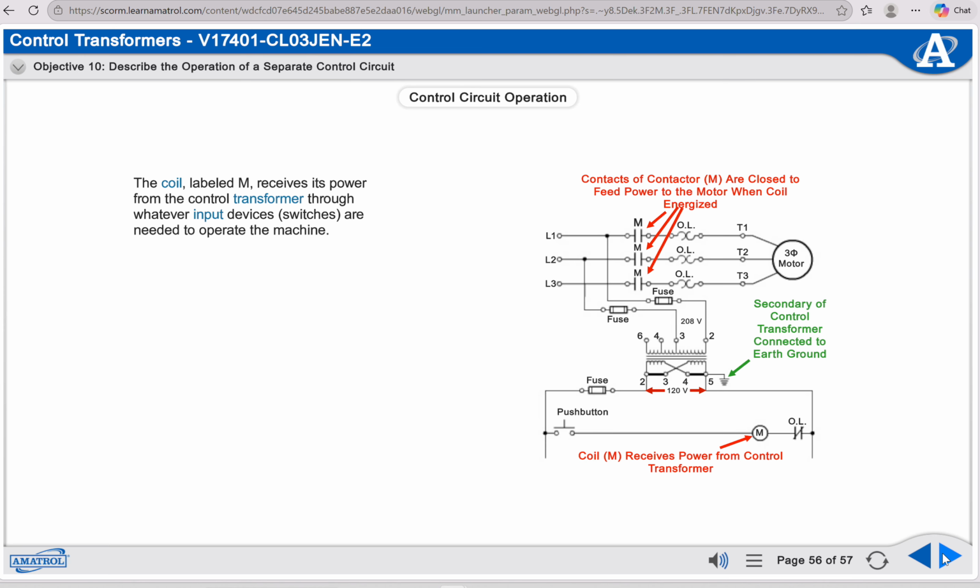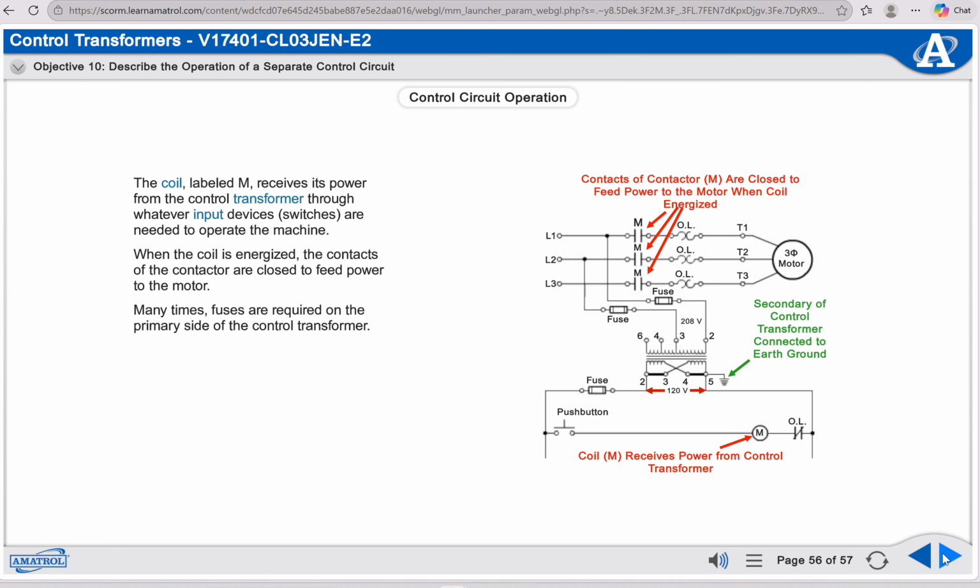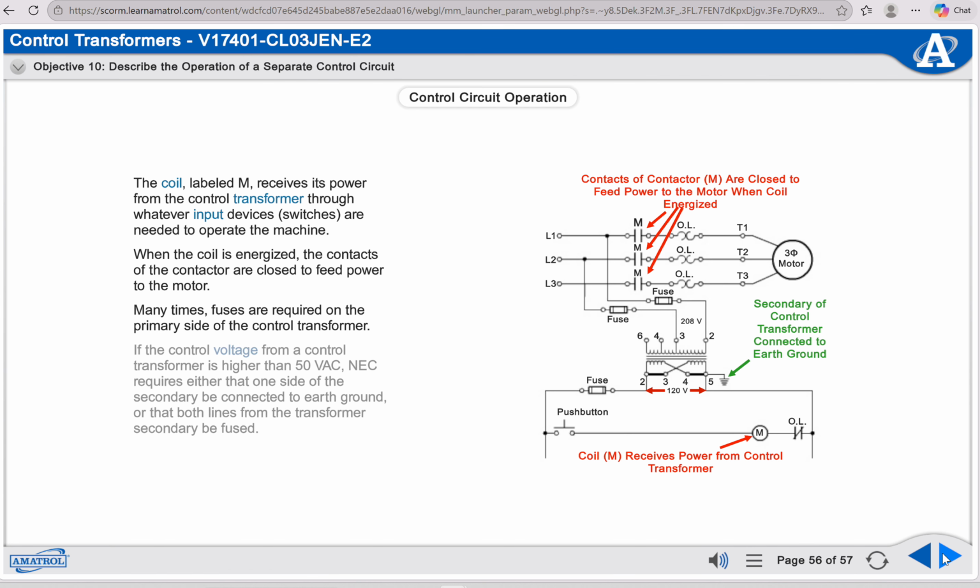The coil labeled M receives its power from the control transformer through whatever input devices or switches are needed to operate the machine. When the coil is energized, the contacts of the contactor are closed to feed power to the motor. Many times, fuses are required on the primary side of the control transformer.